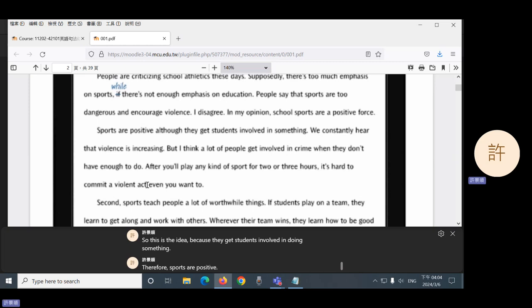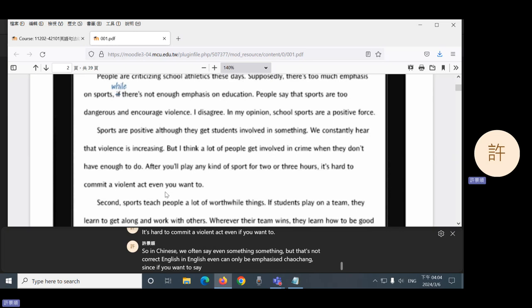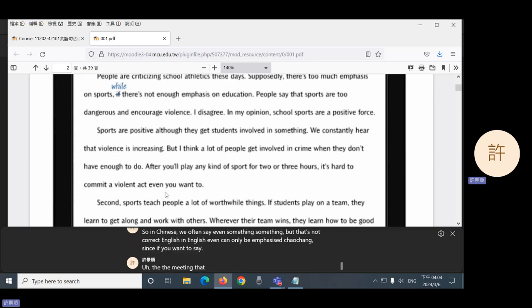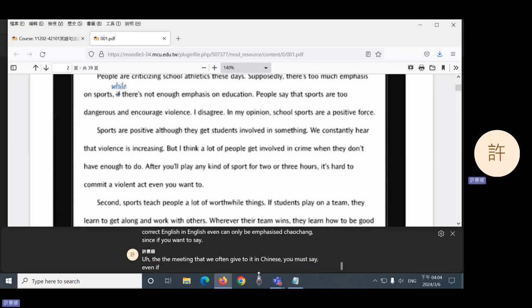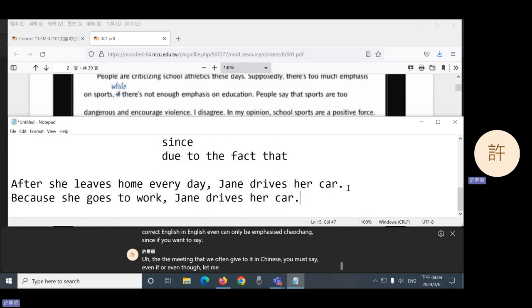The next one is here. It's hard to commit a violent act even if you want to. So in Chinese, we often say even something something, but that's not correct English. In English, even can only be emphasis, 加强, 甚至. If you want to say the meaning that we often give to it in Chinese, you must say even if or even though. Let me explain this very quickly.